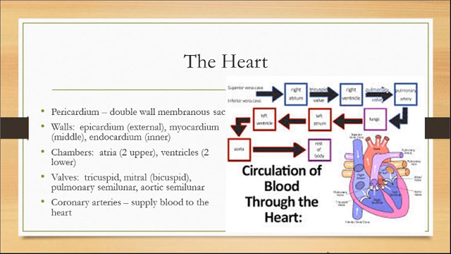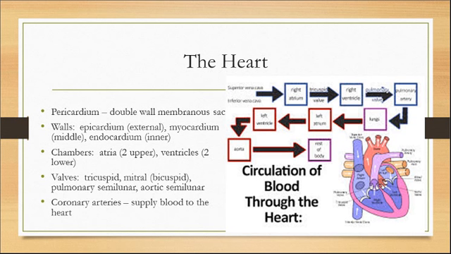We have several valves that take place throughout our heart: the tricuspid, the mitral, also known as the bicuspid, the pulmonary semilunar, and the aortic semilunar. And then we have arteries that supply blood to the actual heart, because the heart is just one giant muscle. And those specific arteries are known as the coronary arteries.